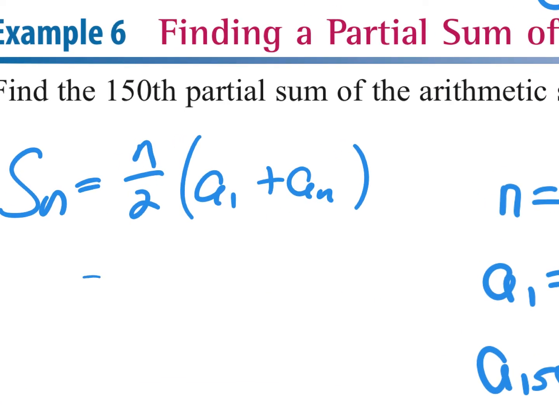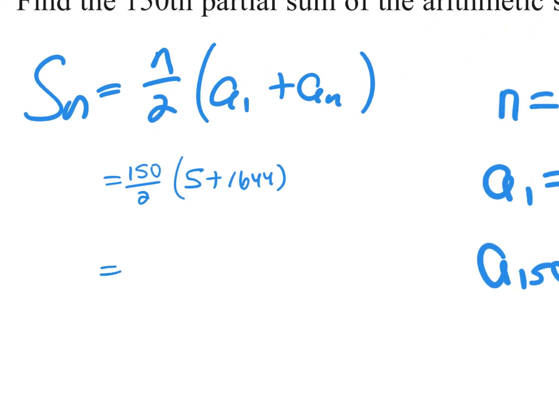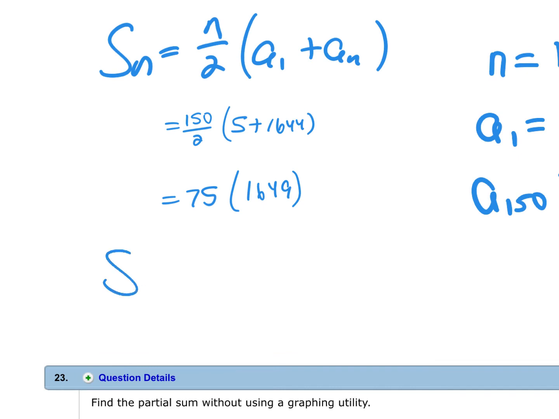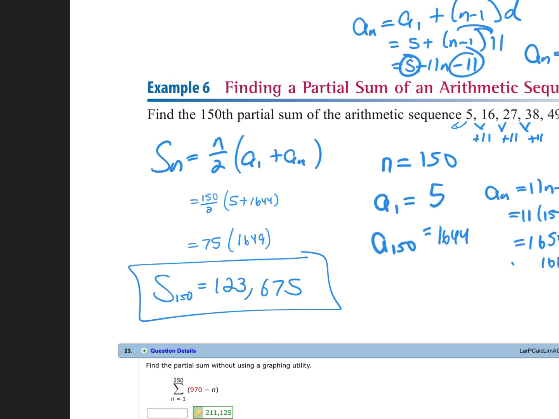Yes. I take my 150 numbers, divide by 2. I take the first term, which was 5. Add it to the 150th, which is 1644. So 150 divided by 2 is 75 times, what's 1644 plus 5? 1649. Multiply those two together, please. 123,675? Yeah. Okay, perfect.